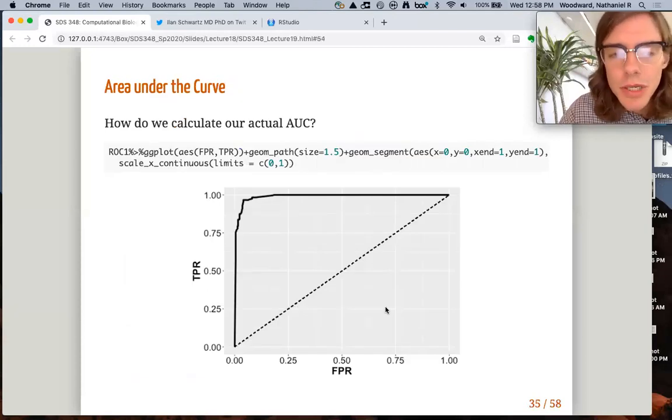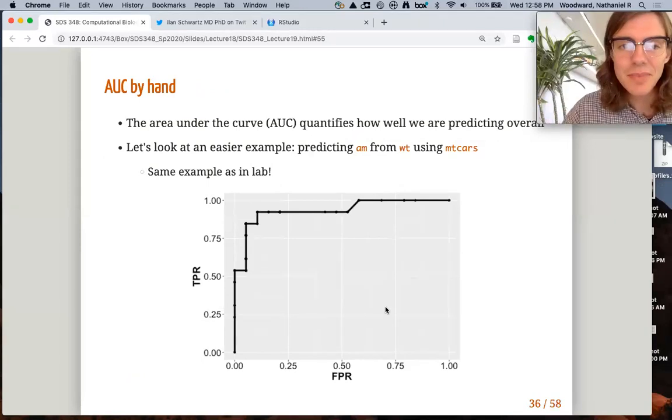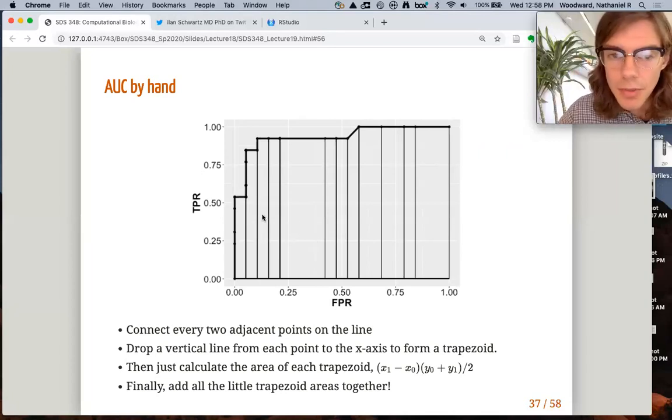Cool. You could calculate this by hand. You don't have to, but in case you're curious, you can do a kind of mechanical integration. So let's look at an easier example. This is the ROC curve you would get from lab, for example, if you're looking at predicting transmission type from the car's weight. I'm plotting the true positive rate against the false positive rate for all cutoffs, and this is what it would look like. If you wanted to compute it by hand, you could literally just cut this up into little trapezoids, find the area of each trapezoid, and then add them all together, and that's the area under the curve.